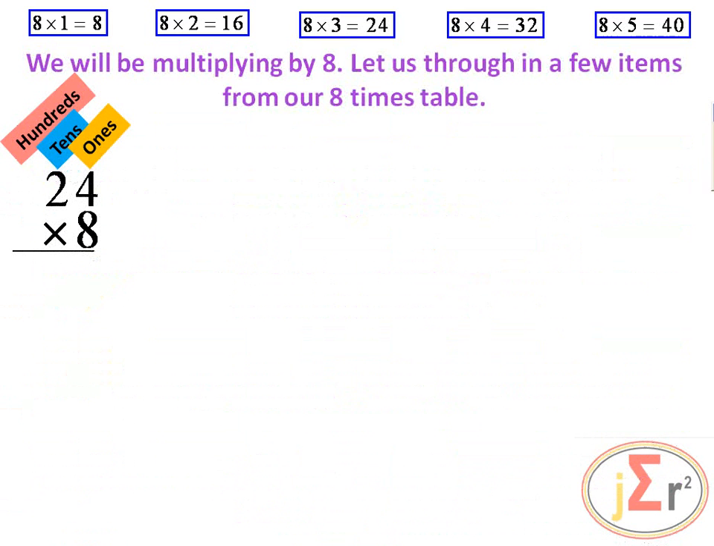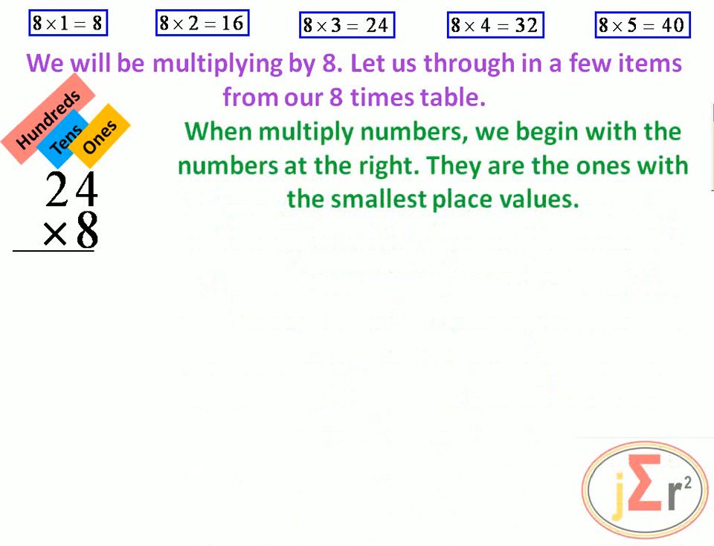Multiply. We will be multiplying by 8. So let us throw in a few items from our 8 times table, and we have done that already at the top. When multiplying numbers, we begin with the numbers that are at the right. They are the ones with the smallest place values. So we will begin right there. 8 fours. 32.